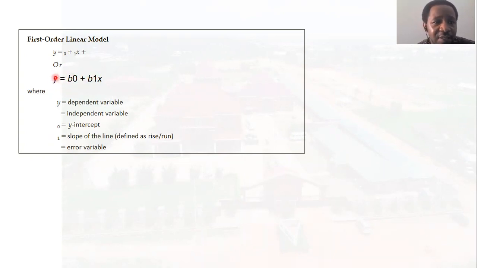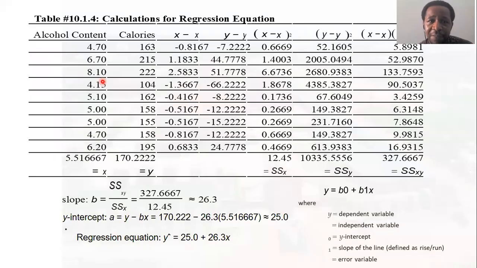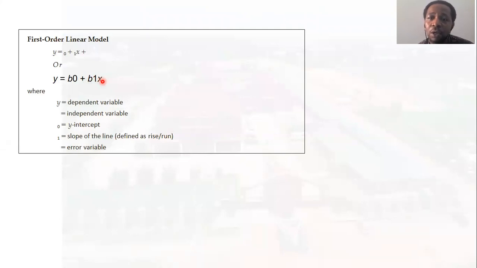Y in this case is the dependent variable. Beta 0 is the intercept, I will explain that as we continue, plus beta 1, which is the slope, and then x, which is the explanatory variable. I'm sure that might be sounding vague, but when we get into more detail, I believe you guys would understand much better.